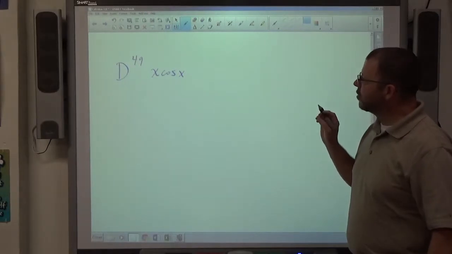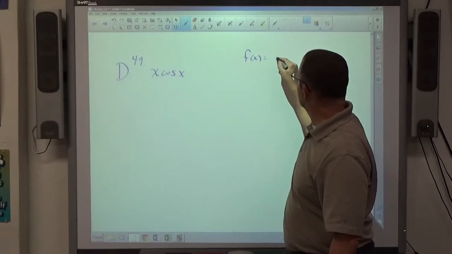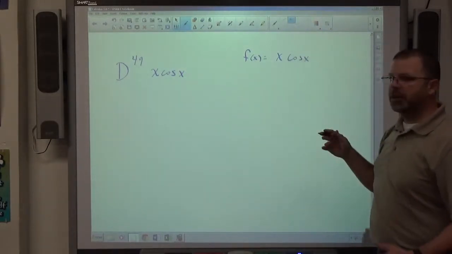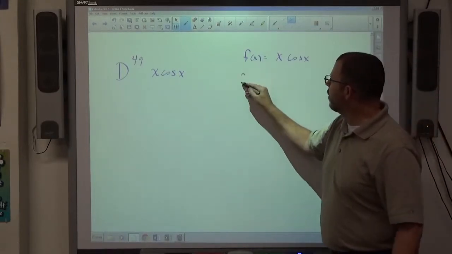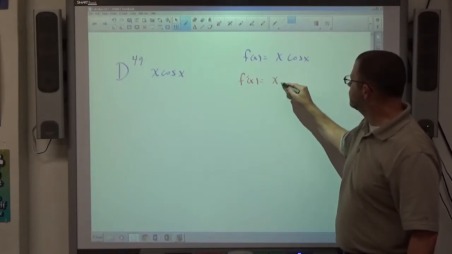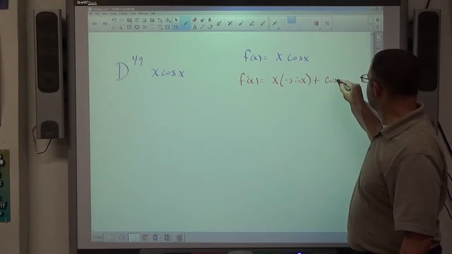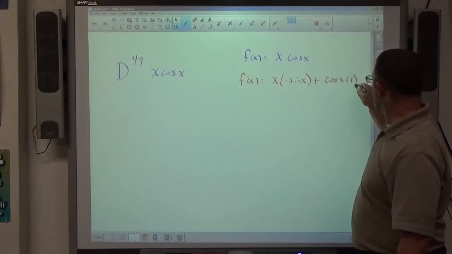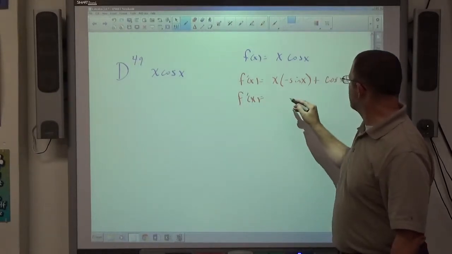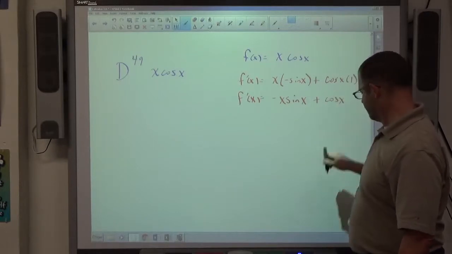So if we look at x cosine of x, if we consider our original function f of x, which is x cosine of x, this is a product of functions, so the product rule is necessary to differentiate. So if I go f prime of x equals 1d2 plus 2d1, that gets me f prime of x is equal to negative x sine of x plus cosine of x.